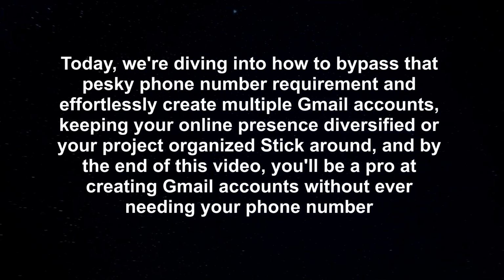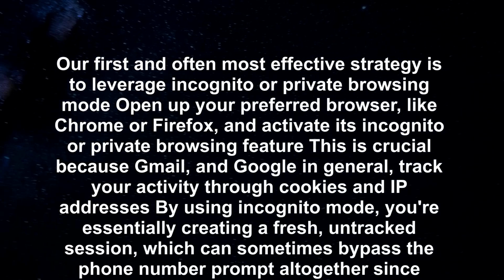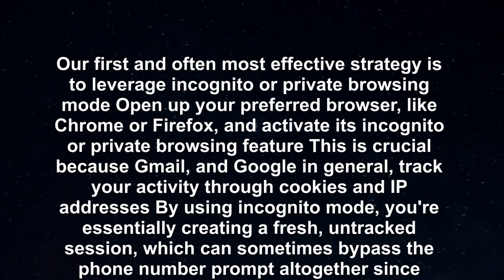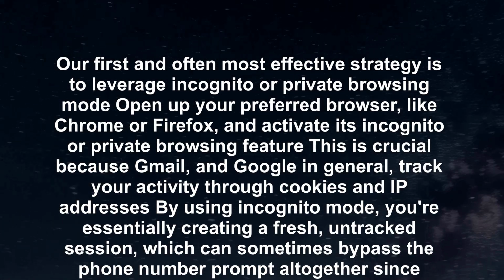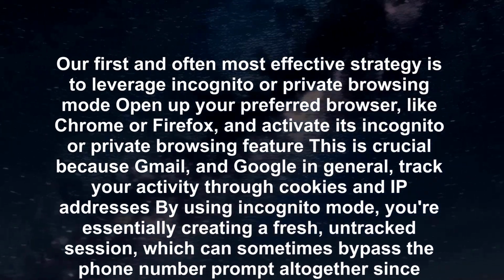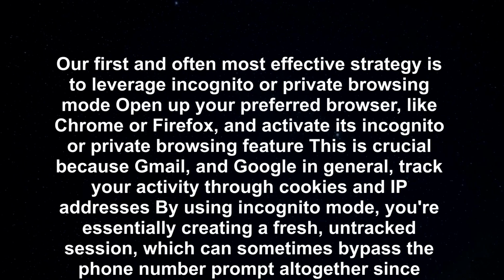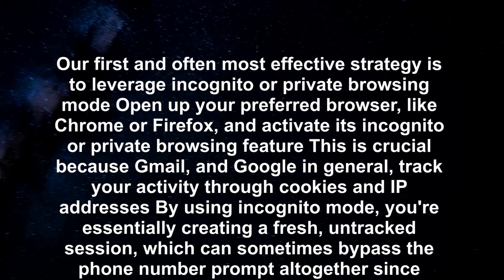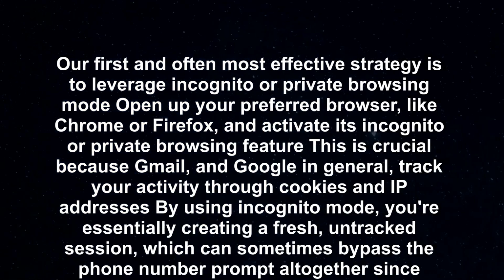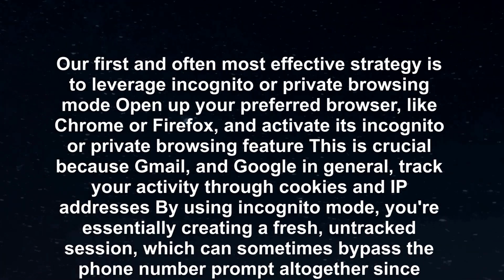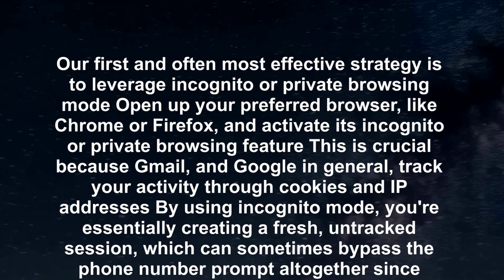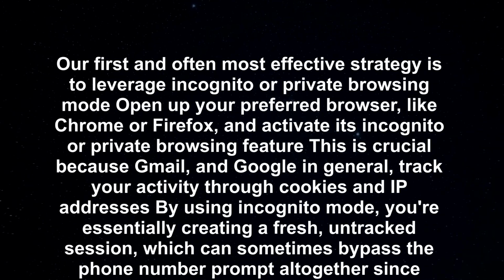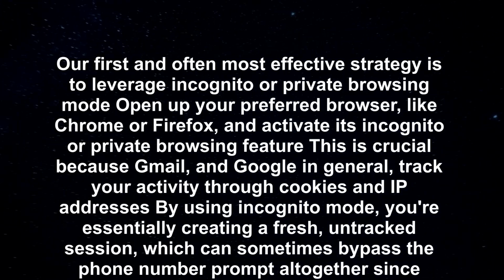Our first and often most effective strategy is to leverage Incognito or private browsing mode. Open up your preferred browser, like Chrome or Firefox, and activate its Incognito or private browsing feature. This is crucial because Gmail, and Google in general, track your activity through cookies and IP addresses. By using Incognito mode, you're essentially creating a fresh, untracked session, which can sometimes bypass the phone number prompt altogether, since Google doesn't see a history associated with your device.